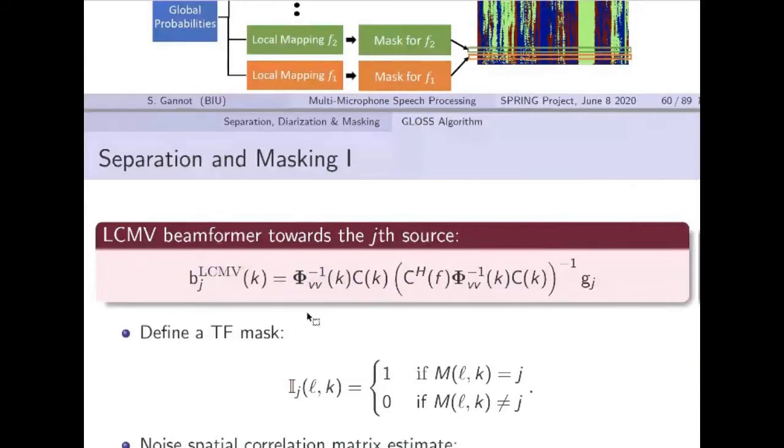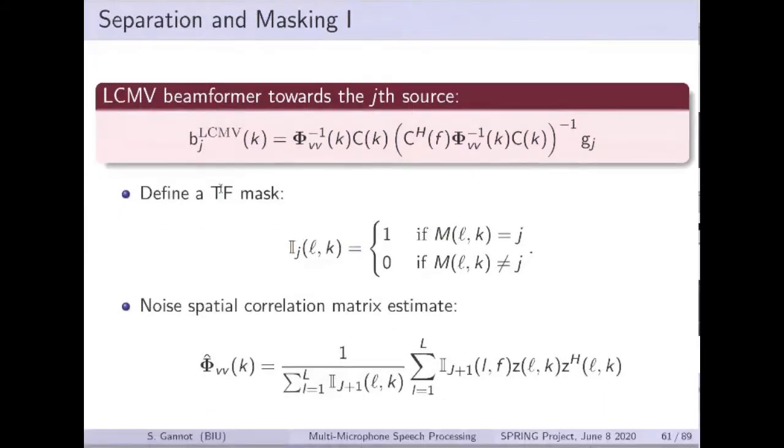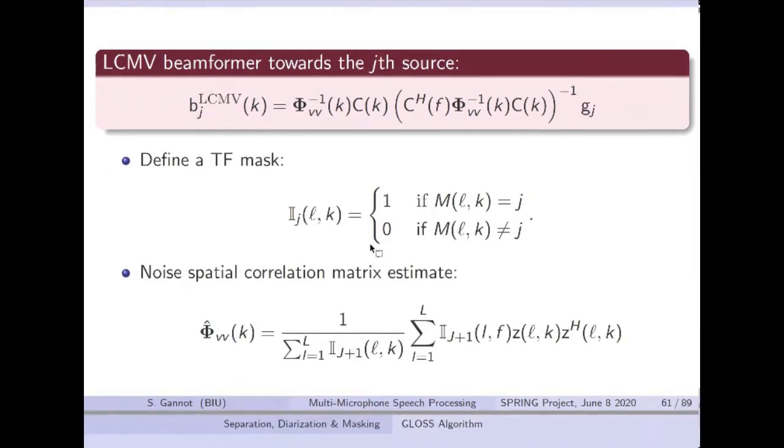We want to apply the LCMV beamformer that we mentioned before. So we define a mask based on this M that I just defined. It becomes 1 if M(L,K) equals J, so if it's dominated by the J source. I take only the frames which are dominated by the noise, the J plus 1 class, and estimate the noise. This may be related to your question before, Chabi.